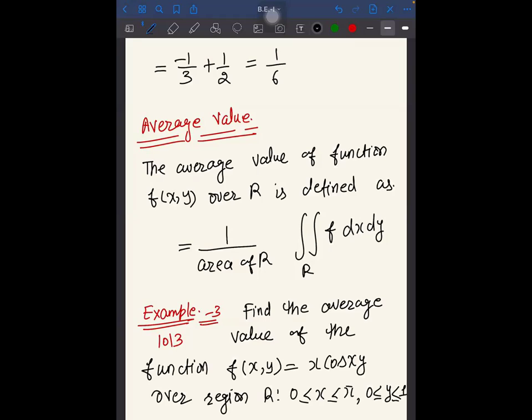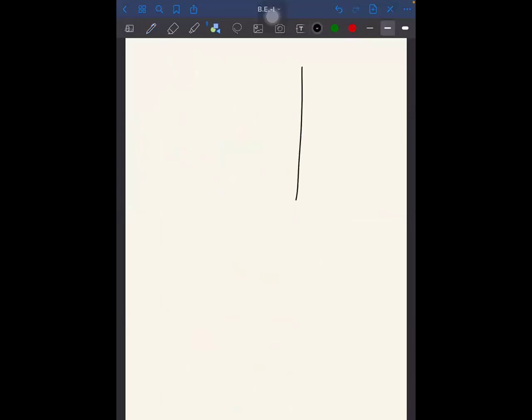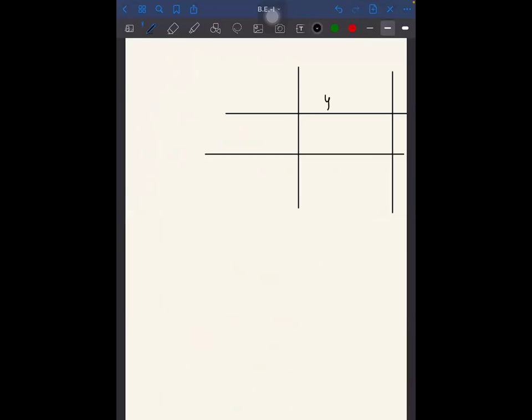So is this a rectangular region or not? It's a rectangular region, right? So let's draw it. x lying between 0 and pi somewhere here, and y lying between 0 and 1 somewhere here. So this is your y is equal to 1 line, and this line is x is equal to pi. So from 0 to 1, from 0 to pi, and this point is pi, 1, right?